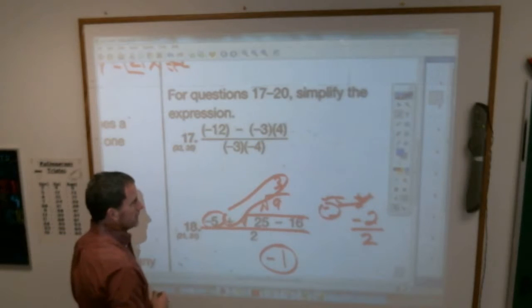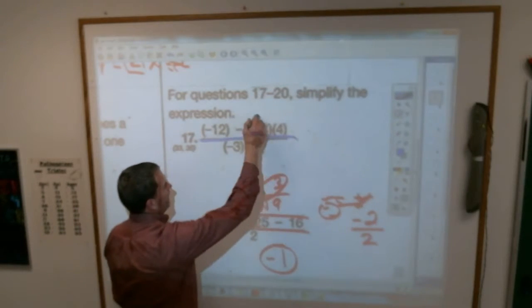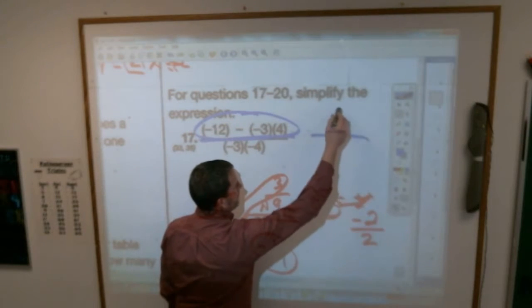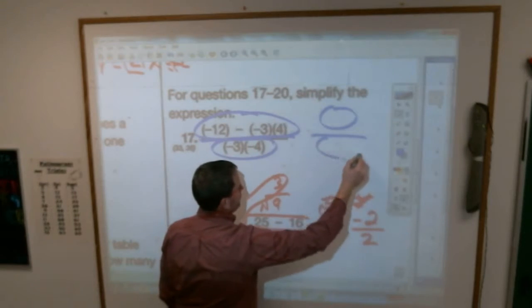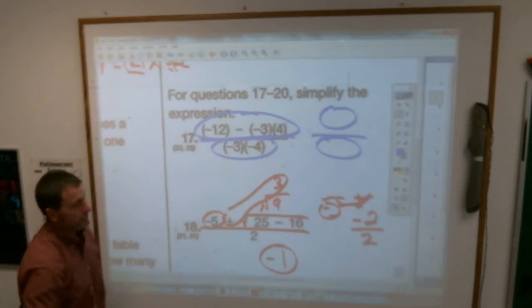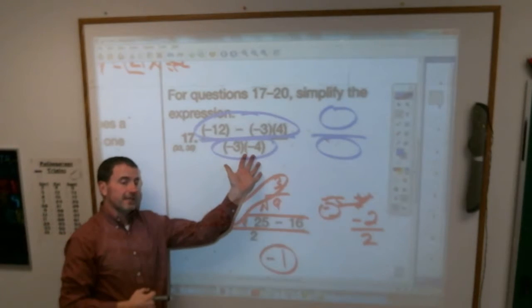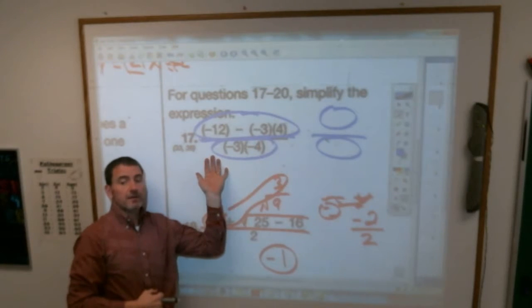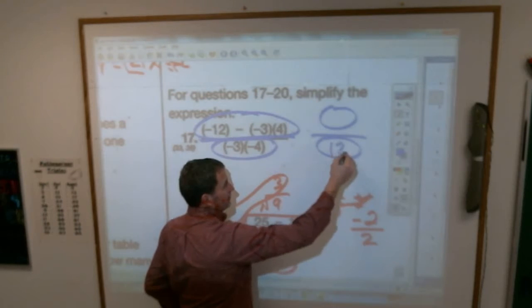Okay. Again, this was the fraction line is a grouping symbol, which means you have to take all of this and get it down to one number, and take all of this and get it down to one number before you do the division part of it. Let's do the bottom first. What is a negative 3 times a negative 4? Two negatives give you a positive, and 3 times 4 is it's just a simple little 12 there.